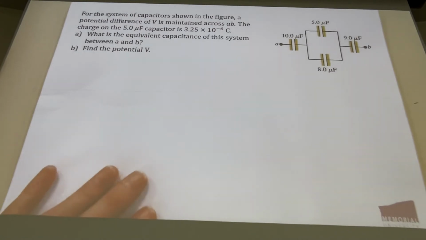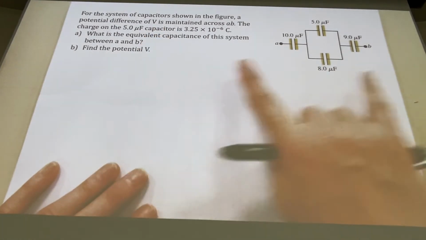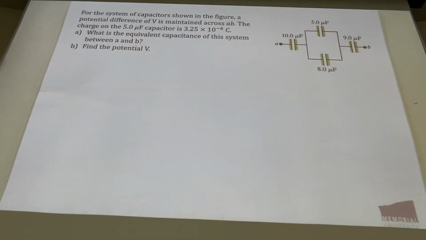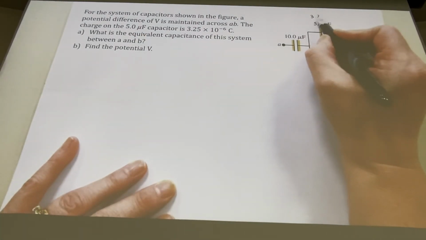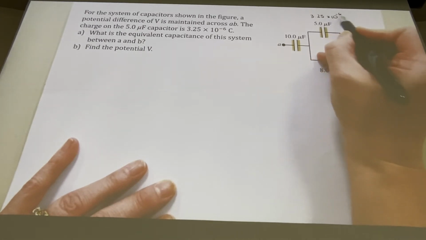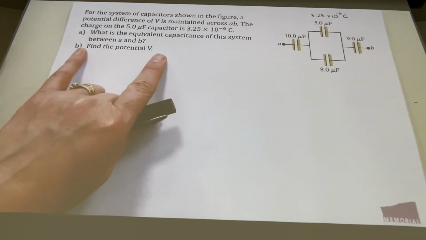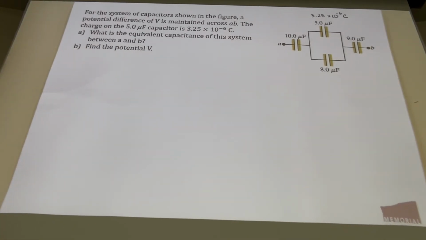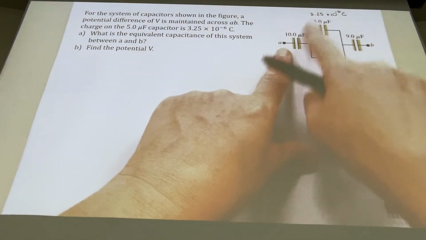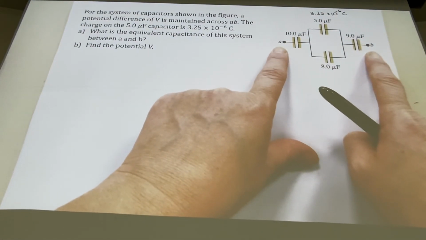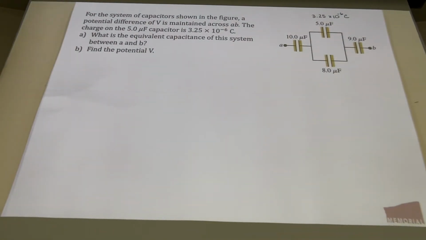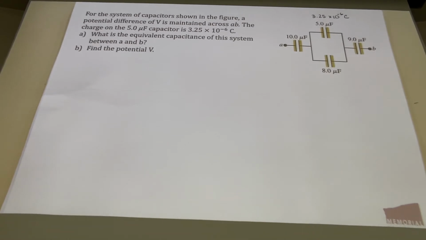So in our last example, for a system of capacitors, we've got a potential difference V maintained across AB. We know the charge on the 5 microfarad capacitor. So up here the charge is 3.25 times 10 to the minus 6 coulombs. 2 questions. Find the equivalent capacitance of the whole system, so doing our series and parallel things. And then let's use what we know, which is these 2 things, to figure out the total potential difference between points A and B. So it's similar to what we did last time, but we're doing the bits in a different order. So let's get our equivalent first.